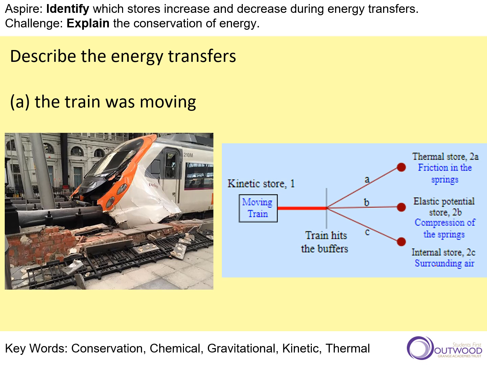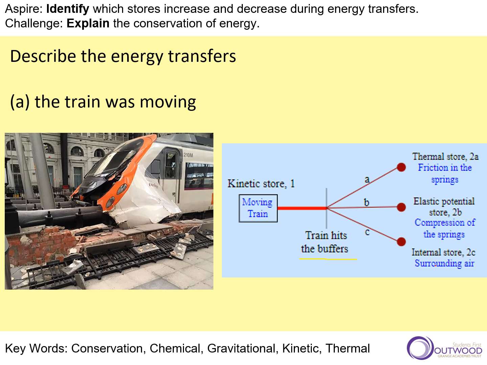So you start off with a kinetic store. That's the moving train, because I said the train was moving. So if the train is moving, it is a kinetic store. However, in the image, I hope most of you got that bit, it hits the buffer. At this point, where the train hits the buffer, we have some energy transfers occurring, and they go into 3 different stores.